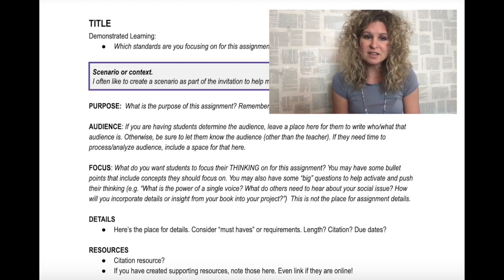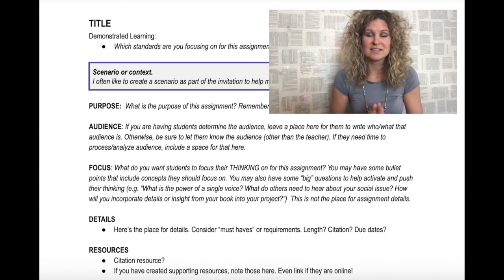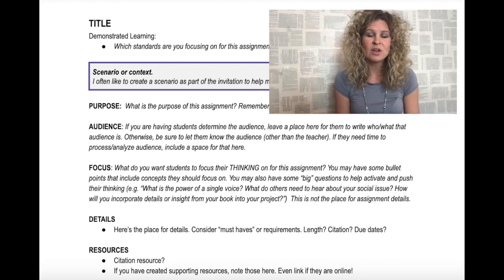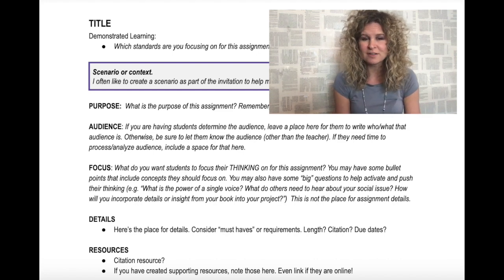Then we move to the scenario or context. And in that scenario or context, I a lot of times use this to broaden the scenario for kids or to broaden the context. And so I might say you are in this kind of a situation, or your character is in this kind of a situation, or you're being asked to write about this or speak about that. And that really helps to create more of an intrinsic purpose rather than just do this assignment. So sometimes little tweaks like that can definitely help.